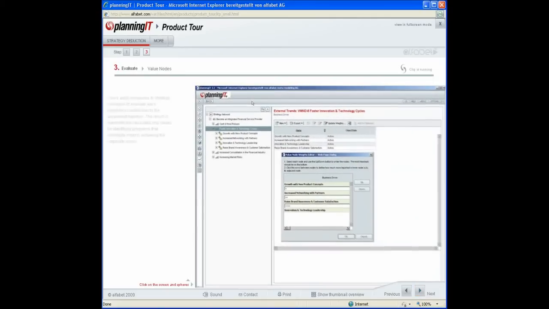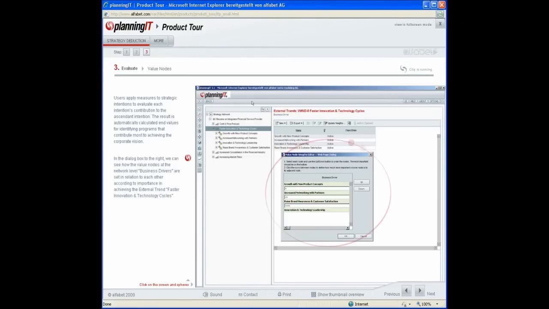Value nodes. Users apply measures to strategic intentions to evaluate each intention's contribution to the ascendant intention. The result is automatically calculated end values for identifying programs that contribute most to achieving the corporate vision. In the dialog box to the right, we can see how the value nodes at the network level business drivers are set in relation to each other according to importance in achieving the external trend, faster innovation and technology cycles.